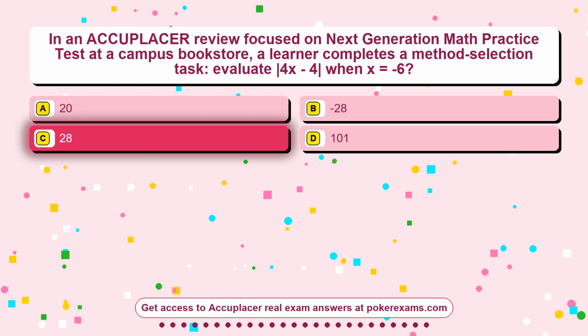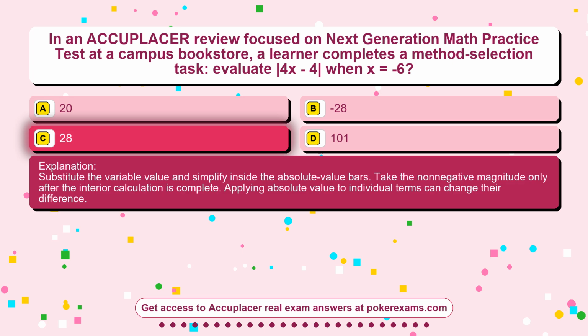The correct answer is option C, 28. Substitute the variable value and simplify inside the absolute-value bars. Take the non-negative magnitude only after the interior calculation is complete. Applying absolute value to individual terms can change their difference.